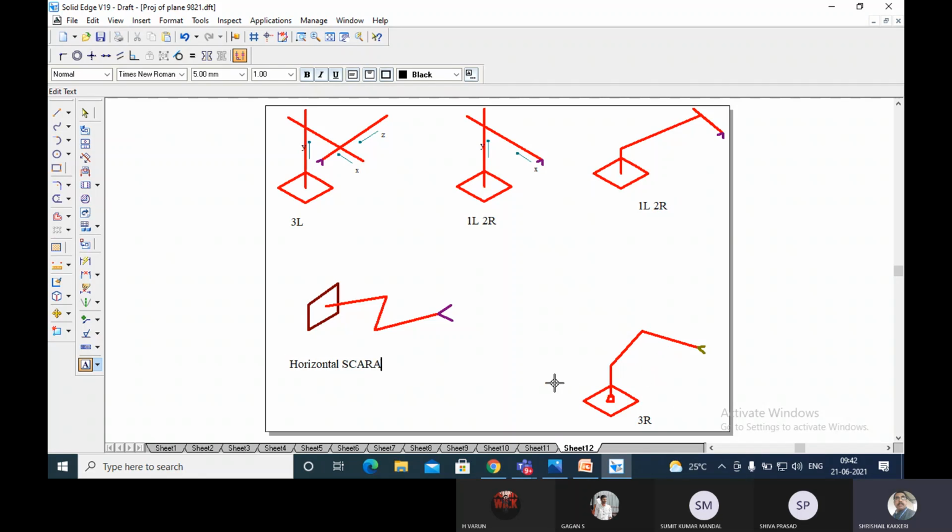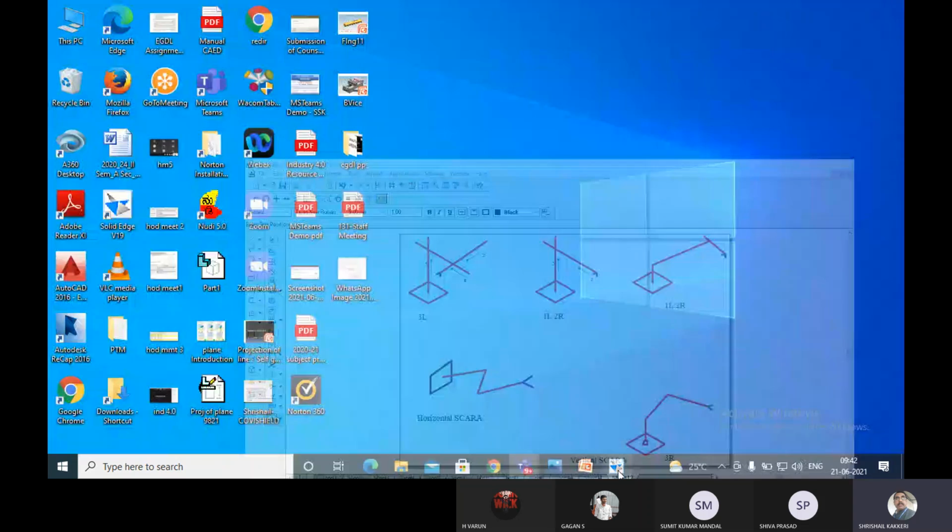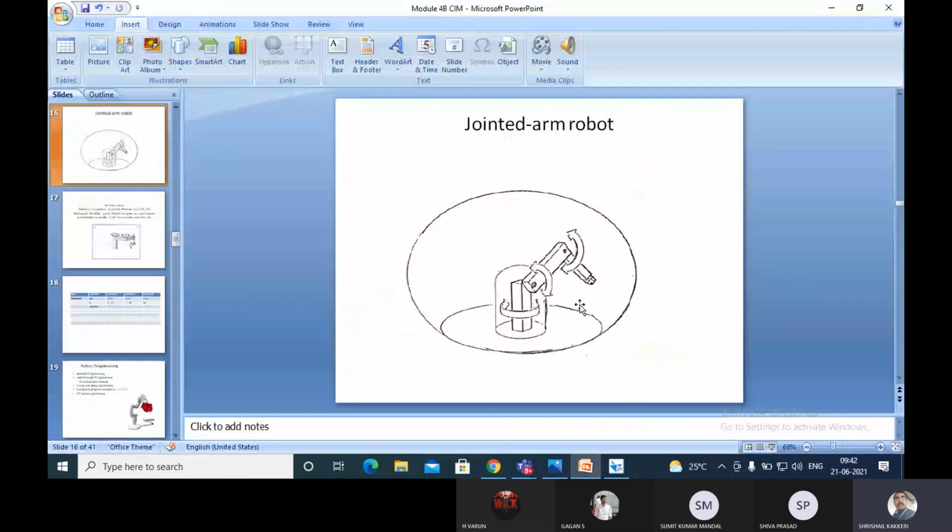And it is vertical SCARA. Vertical SCARA. Okay, and now, if you want to discuss something about its features, these robots have the coordinates theta 1, theta 2, theta 3: theta 1 at the base, theta 2 in between, and theta 3 there.